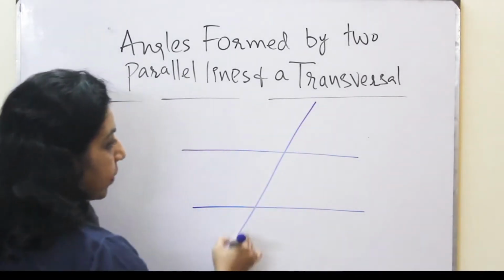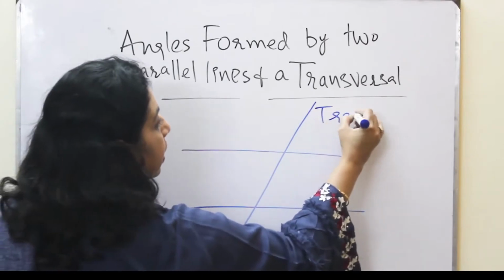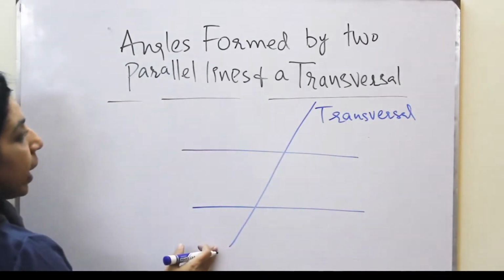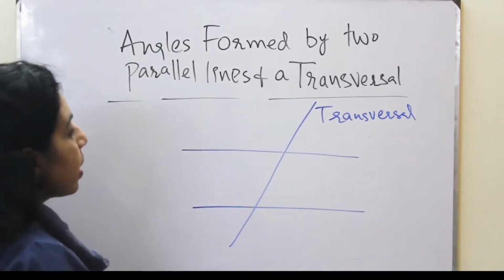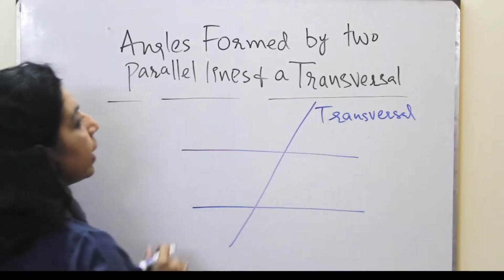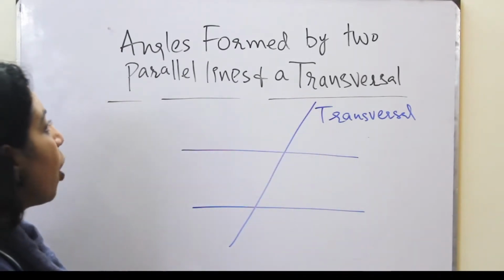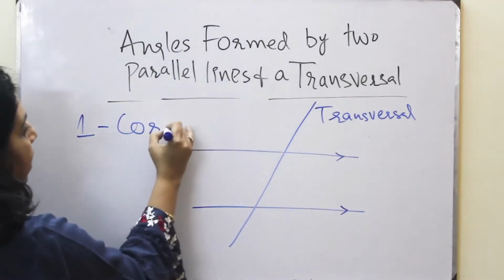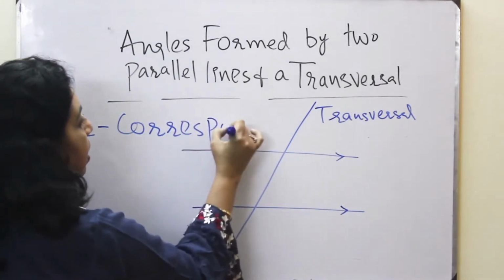This is the transversal, a line which cuts these two lines, the parallel lines, is called a transversal. It has the same relationship with the first line and the second line. Three types of angles are formed with these parallel lines and the transversal. The first type of angles is corresponding angles.